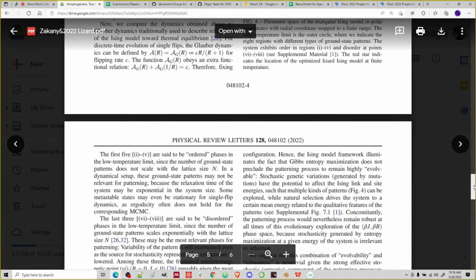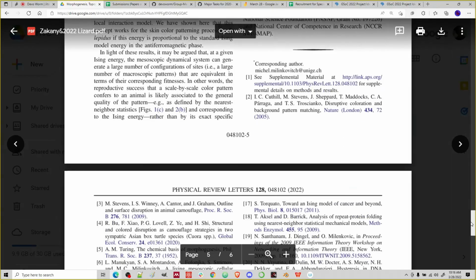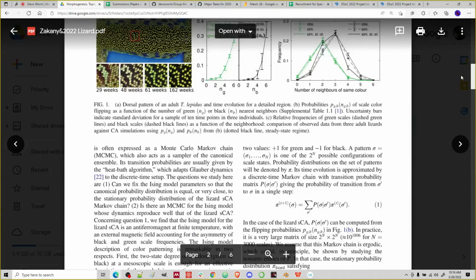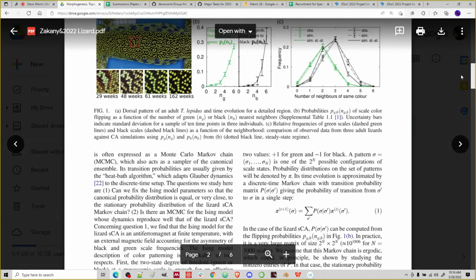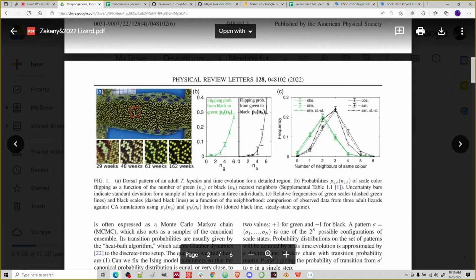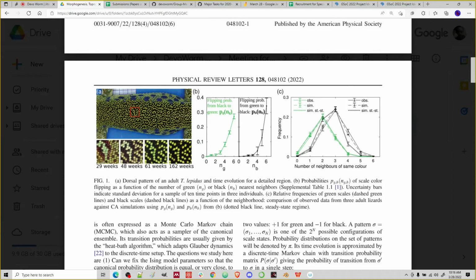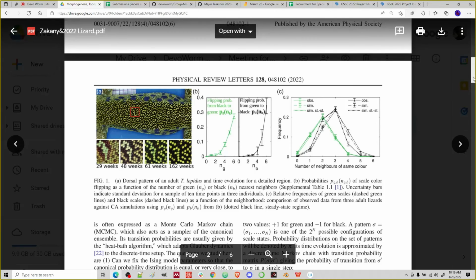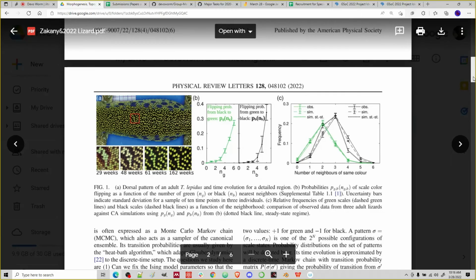So this is a very challenging paper, I can tell. It raises a lot of questions, but maybe someone... It has Gibbs energy in it too. Yeah, it looks like it's a transition from light green to dark green, in 48 weeks to 61 weeks. Yeah.